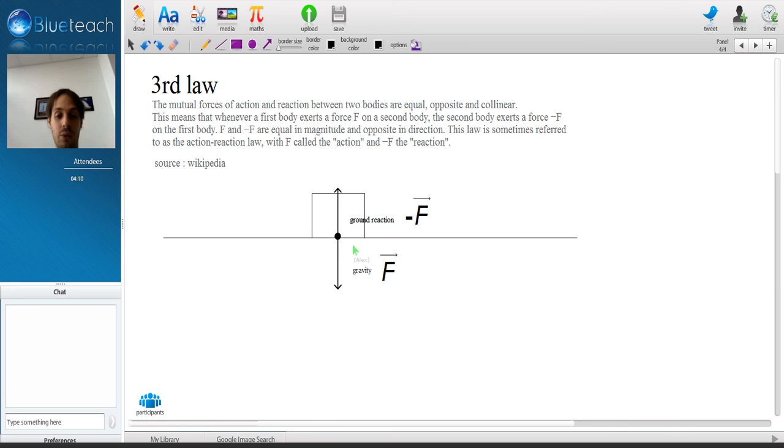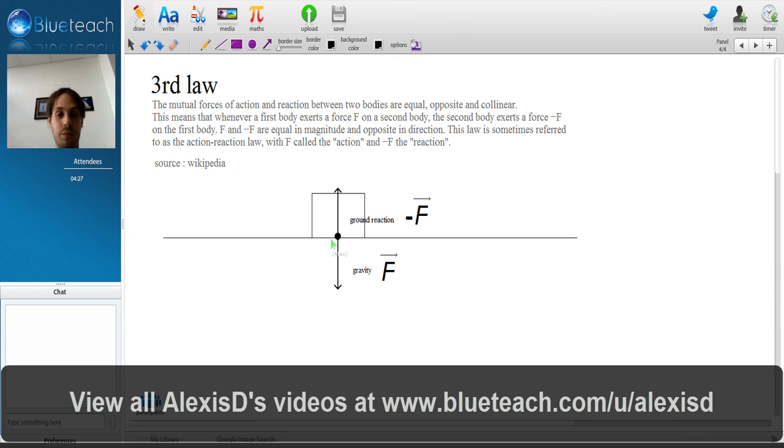For every action, there's a reaction which is equal in strength, but in the opposite direction. The ground reaction here is minus F, and it's what prevents the object from actually falling through the ground. So this is also referred to as the action-reaction law.